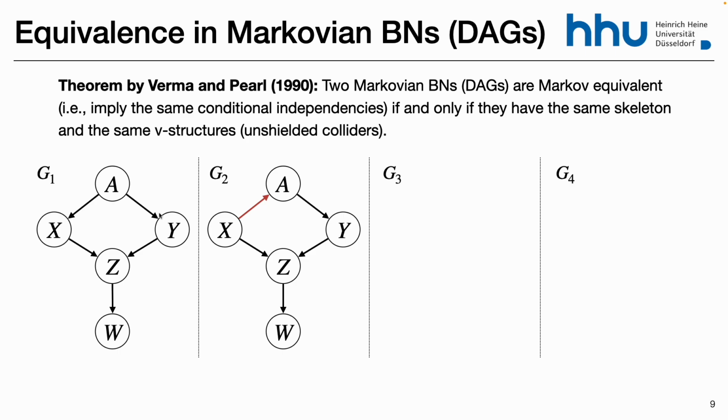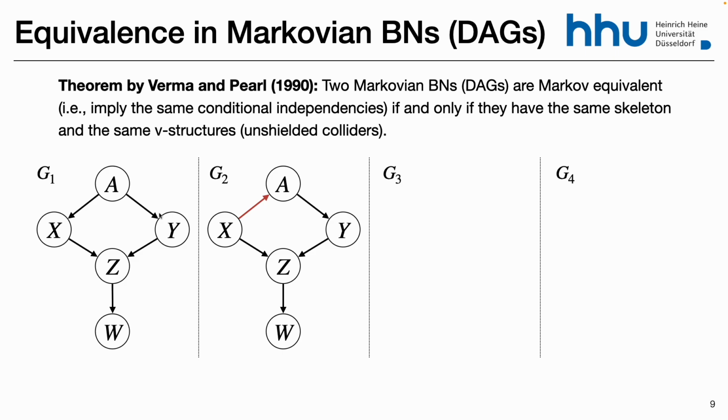What about the unshielded colliders? This is not an unshielded collider. This is not an unshielded collider. This is an unshielded collider. So it's a triplet where X and Y are disconnected, so there is no edge between them. And the variable in the middle is a collider. So there is one unshielded collider here. The others are not unshielded colliders. So there's only one. What about the other?